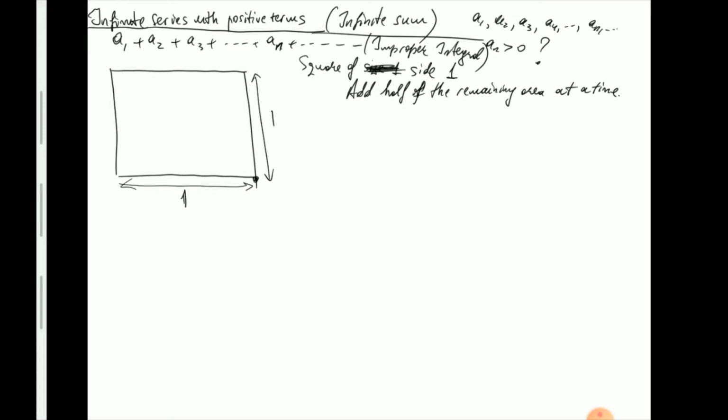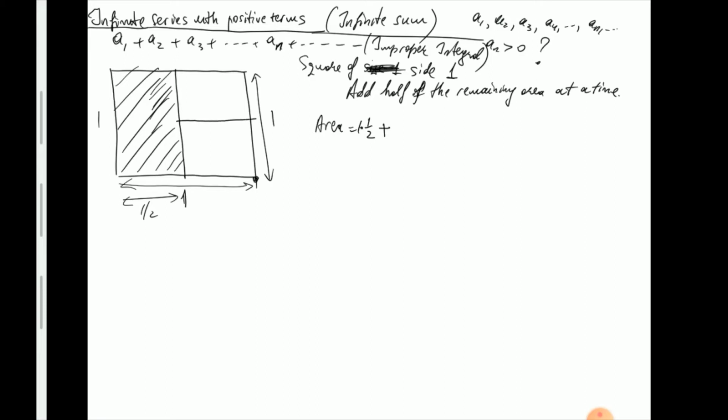So I'm going to keep on adding half of the remaining area at a time. So for example, I'm going to start by adding half of the area given by this rectangle. So if I split this into 2 equal parts, then the area is going to be obviously 1 times 1 over 2, because the width is going to be 1 over 2, and then the side is still 1. And I'm going to continue this process. So the remaining area, I'm going to split it into 2 again. Okay, so now it's 1 over 2 times 1 over 2.